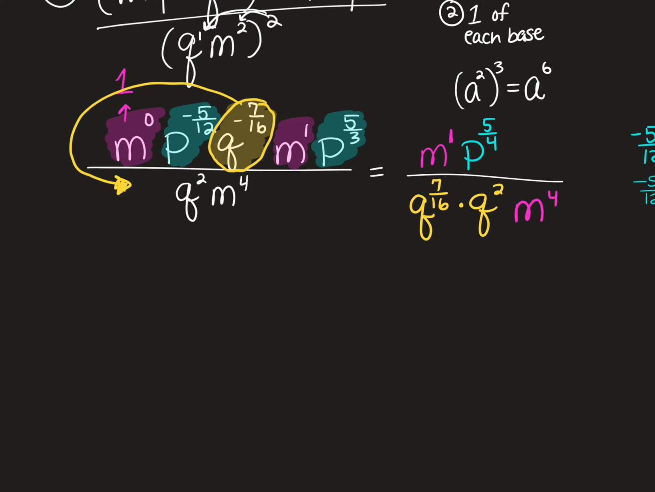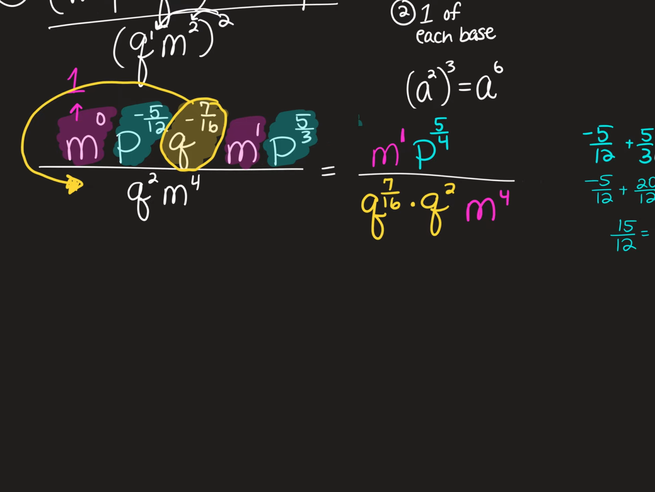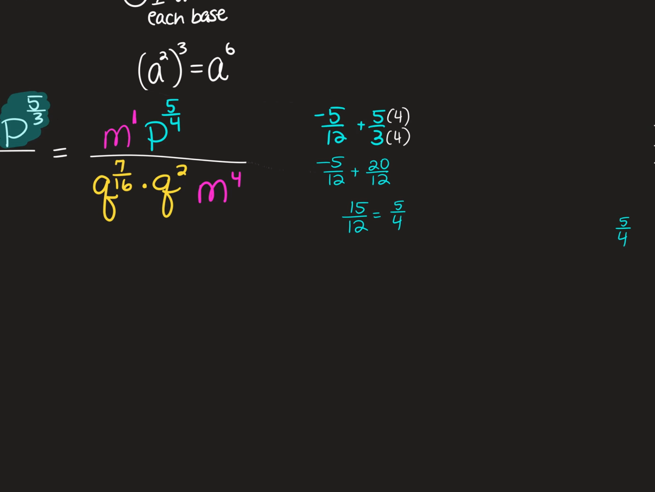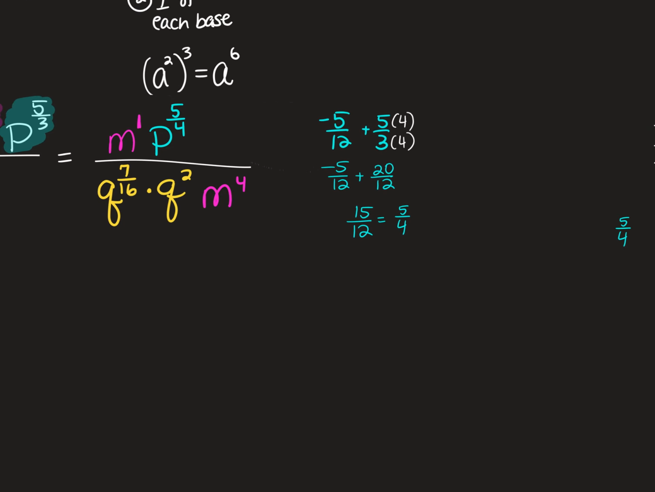Okay. So I've got to find a way to put the Q's as one term or as one base. I've got to add those two exponents together. So once again, I'm thinking about how can I simplify this? Well, I've got to simplify the powers on Q. So I've got to take 7/16 and add 2. So 7/16 and add 2. My common denominator will be 16 this time.